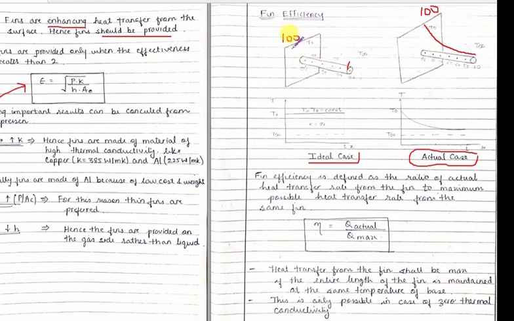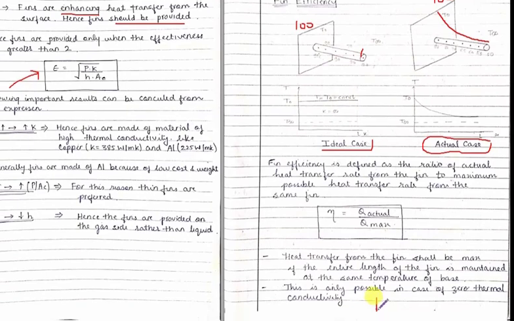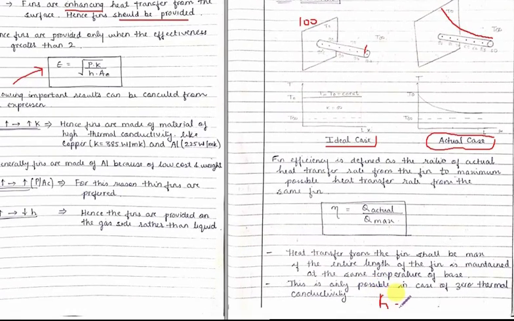So for example, this is at 100 degrees, so near about we can say 90 if we keep. If the temperature is the same, then only the maximum heat transfer rate will be possible. So this is possible when your K value is infinity, or when the K value is very high.